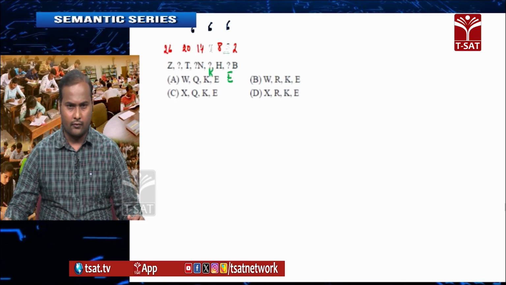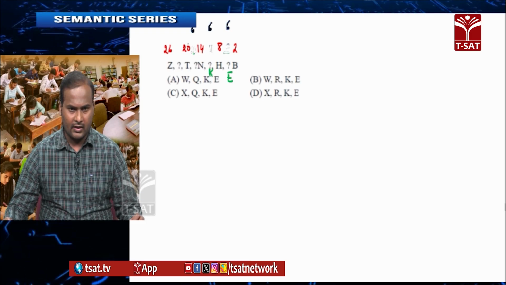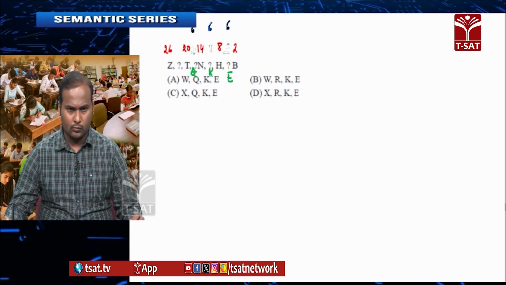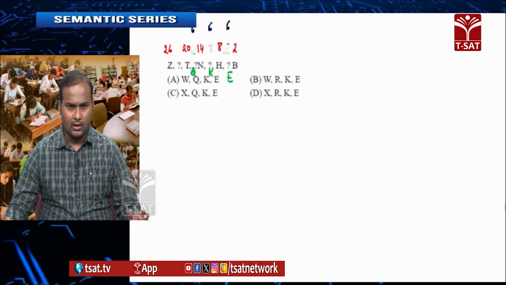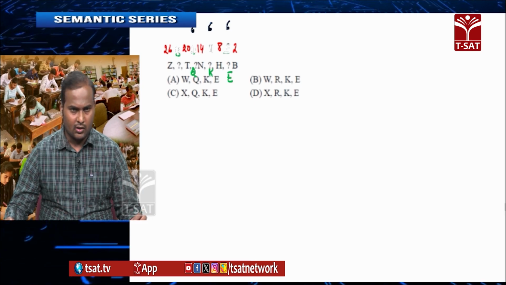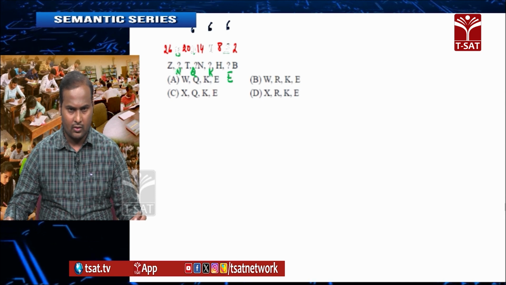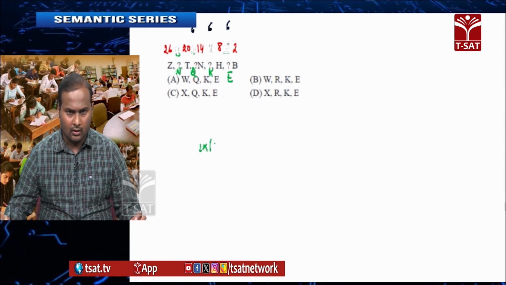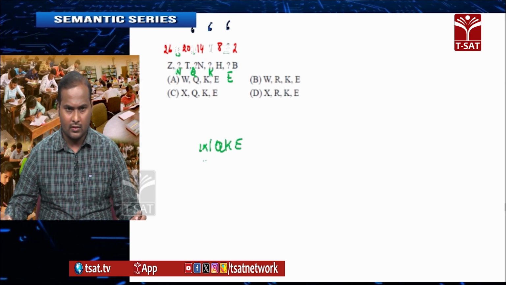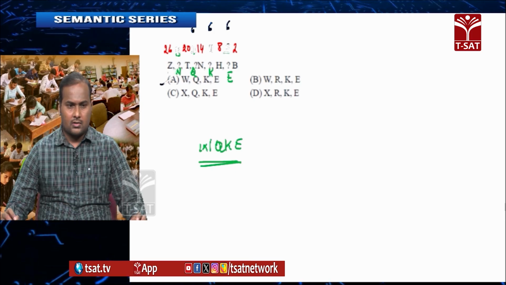In the same way, 14 plus 3 is 17, 17 plus 3 is 20. So 17 is Q. In the same way, 20 plus 3 is 23, 23 plus 3 is 26. You know 23 is W. So your answer will be W, Q, K, E. So this will be your answer. That is option A.